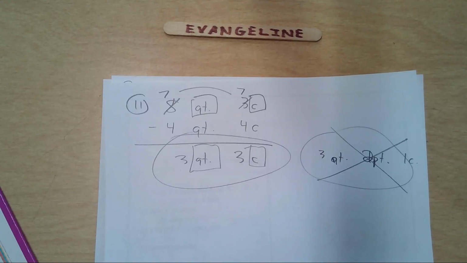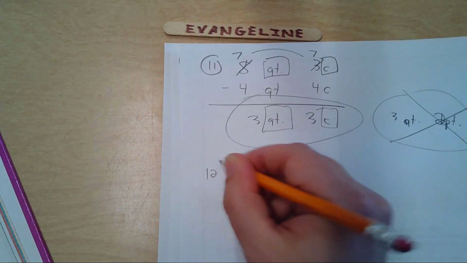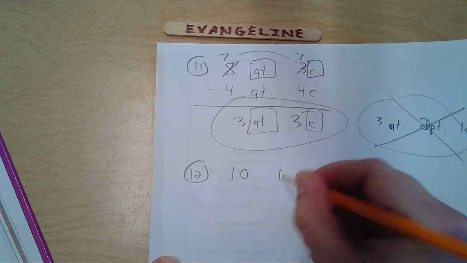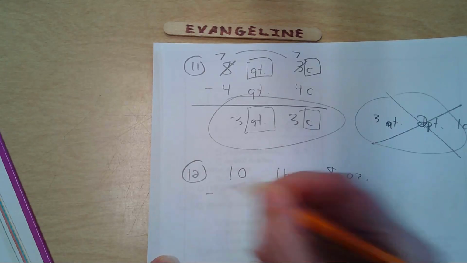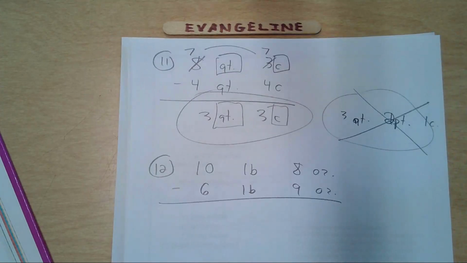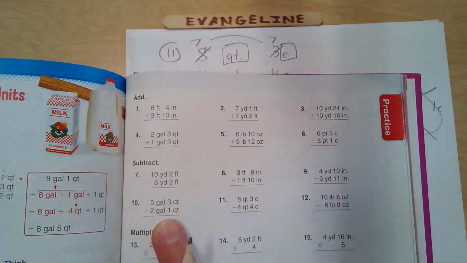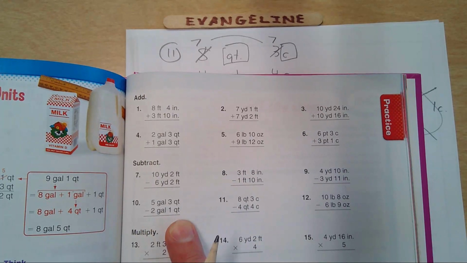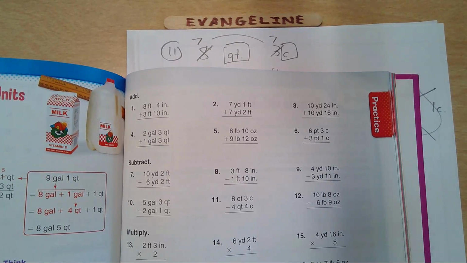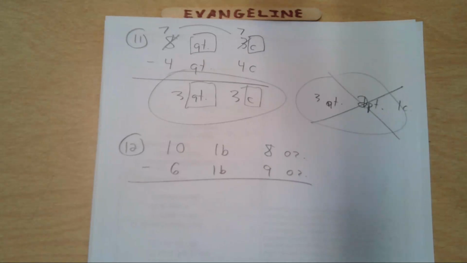All right, let's give you one more subtraction one. Why don't you try number 12? 10 pounds, 8 ounces, minus 6 pounds, 9 ounces. And yes, there are some subtraction ones that you don't have to break apart. I think you could probably figure out 5 gallons, 3 quarts, minus 2 gallons, 1 quart without my help. So they don't all necessarily require breaking apart, but I just assume you can handle those on your own. I'm more interested in these ones here.